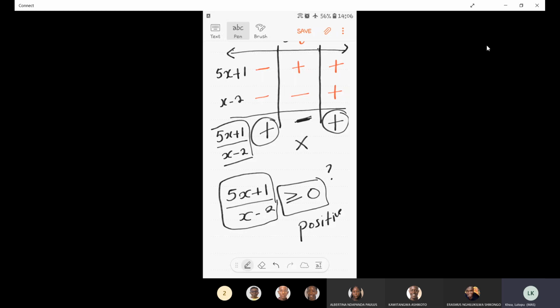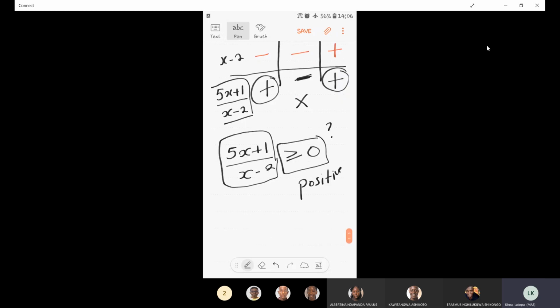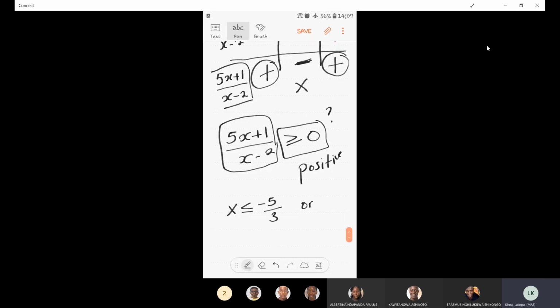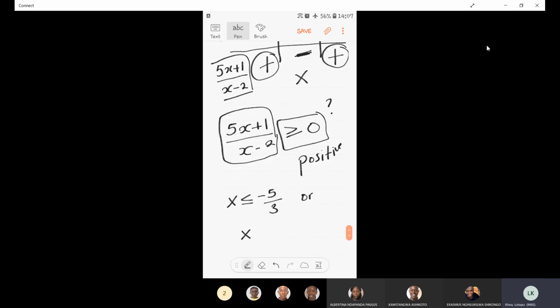So now I have my two solutions. Either my number should be less than or equal to negative 5 over 3. So I have the first one, x is less than or equal to negative 5 over 3. Or now this one here, I say x is greater than 2. I do not put the equal to 2 there.